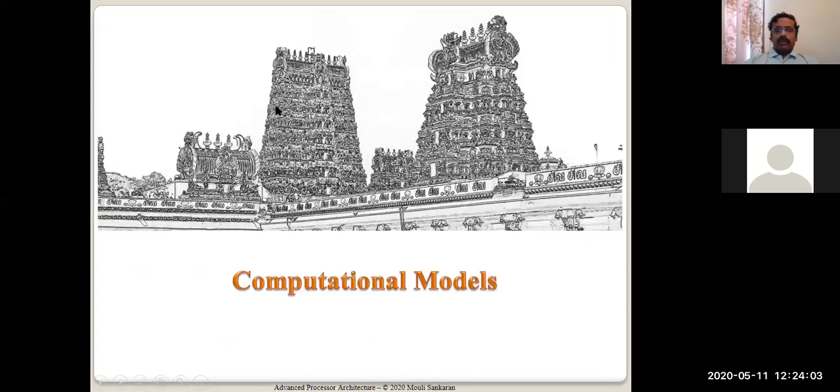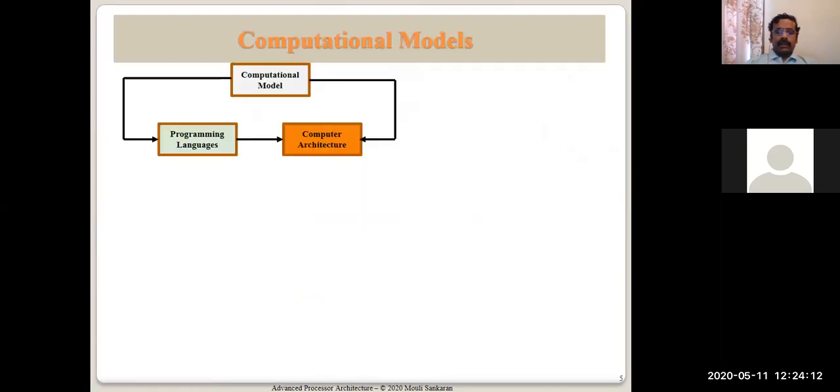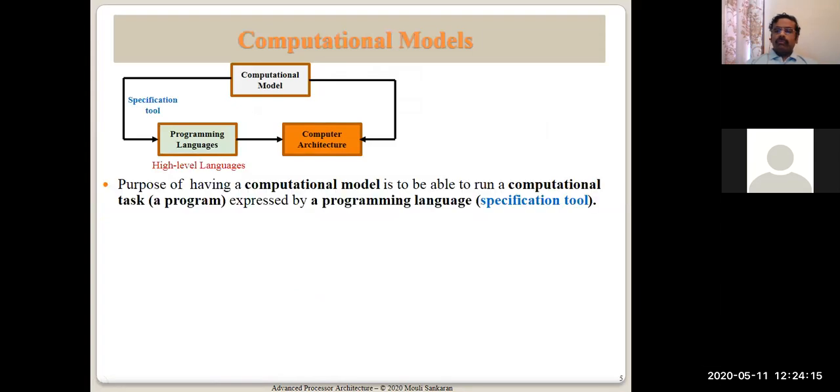Okay. Now, what is computational models? Let us just understand before we go detailed into computer architecture. See, the purpose of having a computational model is to be able to run a computational task. It could be any program or simulation tool, whatever we develop. Now, how do we write this computational task? We normally write it in a C program or a Java or assembly. Whatever we develop, we need that to be run on a system.